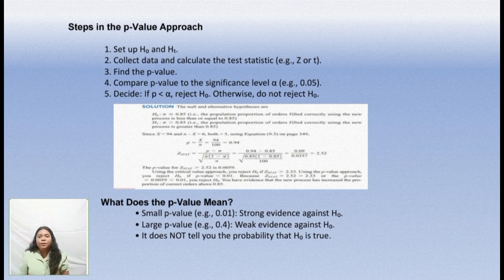And also, using the critical value approach, if z is greater than 2.33, then we are going to reject the null hypothesis. And here z is 2.52, which is greater than 2.33, so again we are going to reject the null hypothesis. So therefore, there is strong evidence that the new process has increased the proportion of correct filled orders above 85%.